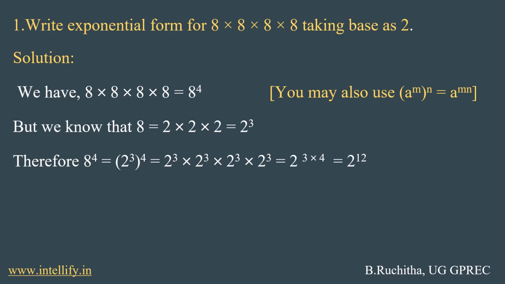We can write 8 into 8 into 8 into 8 as 8 to the power of 4, right? And 8 can be written as 2 into 2 into 2, that is 2 to the power of 3. So we can write 8 power 4 as 2 to the power of 3 into 2 to the power of 3 into 2 to the power of 3 into 2 to the power of 3. By using the formula (a power m) whole power n is equal to a power m into n, we can write 2 power 3 into 4, that is 2 power 12. So 8 power 4 is equal to 2 power 12.